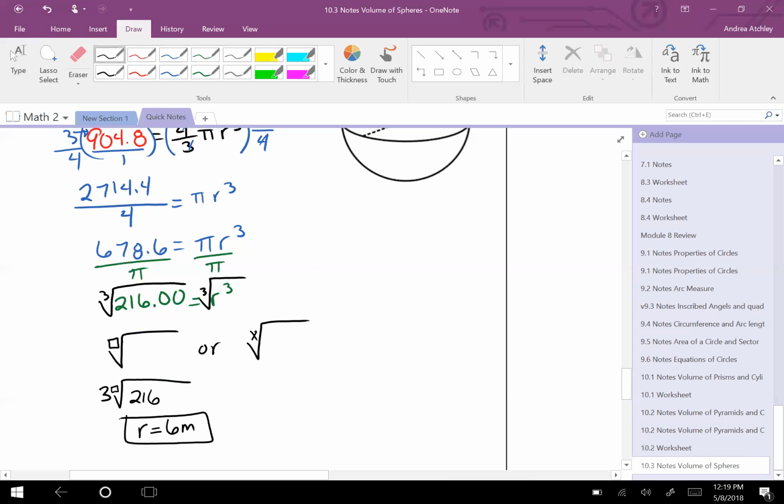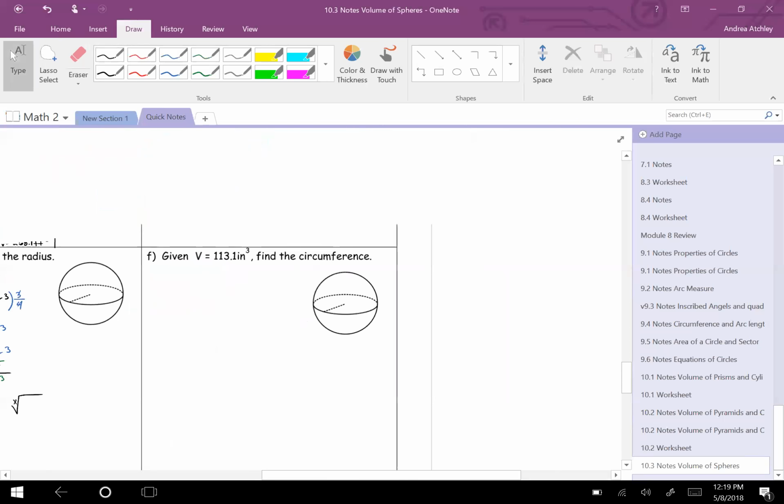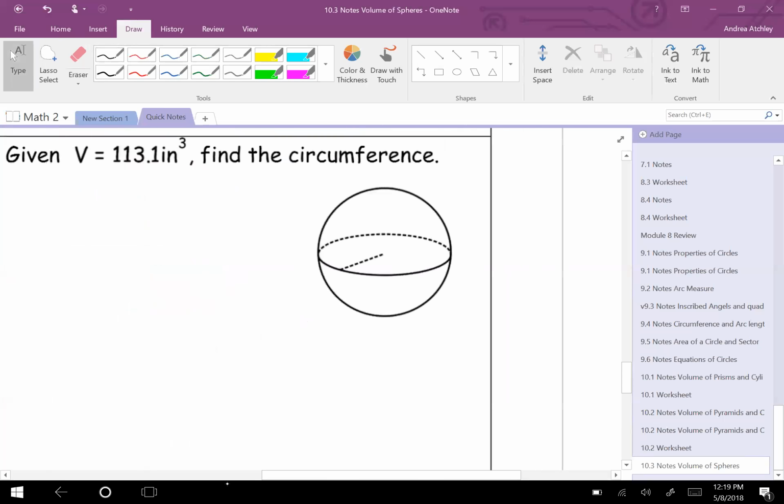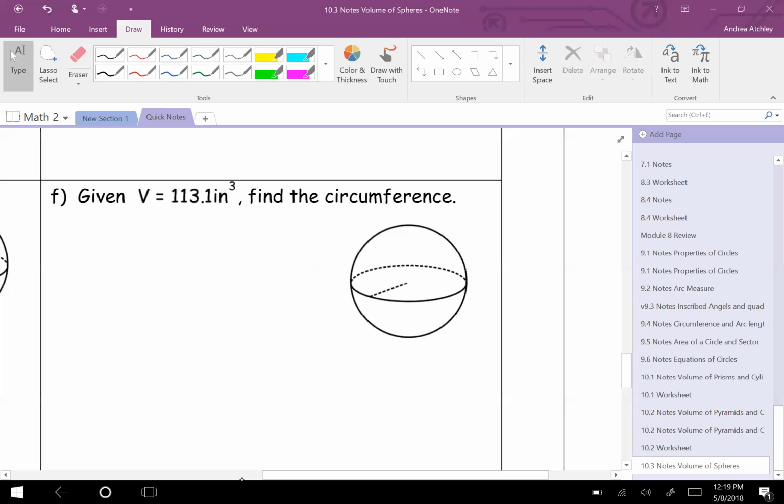Okay. Next one. We're going to do the same thing. They gave you the volume. I want you all to find the radius. Then once you find the radius, you can find the circumference. So everyone try this one in your pairs again.